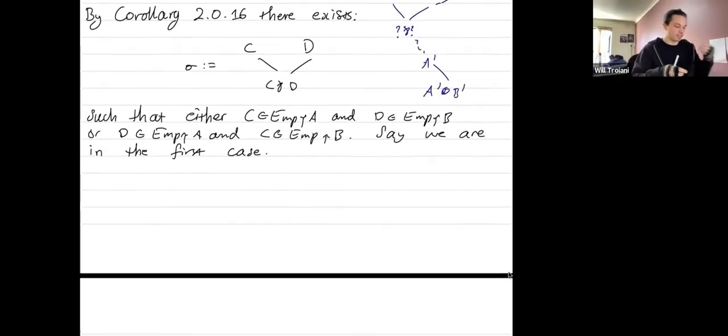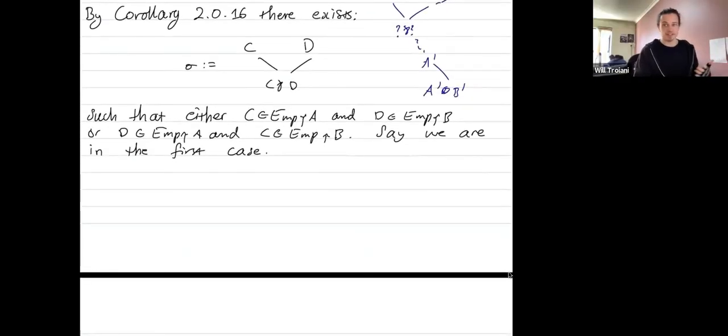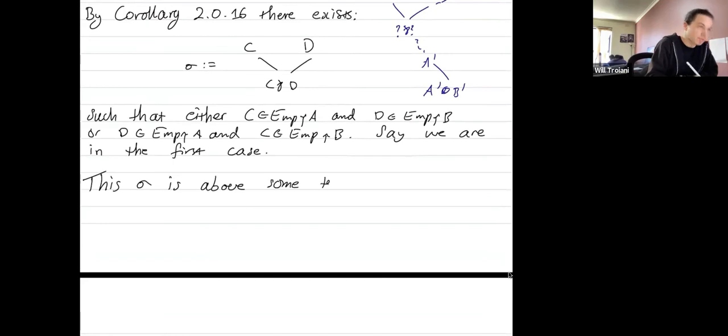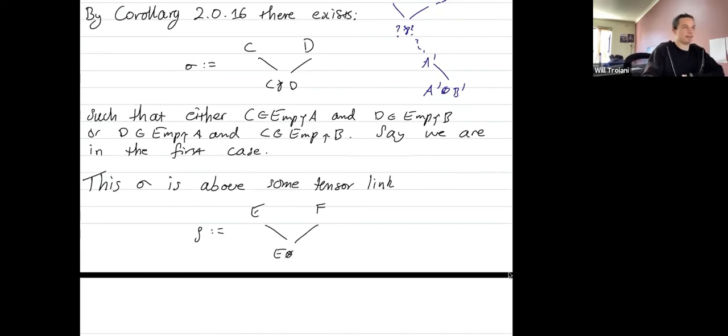And I'm actually going to use that argument. So I'm going to say that this sigma sits above some tensor link, right? And that's what I'm going to use. Some terminal tensor link. Oh, do I need it to be terminal? So I don't need this to be terminal, but to infer the existence of one, I could just consider a terminal tensor link. Okay, cool.